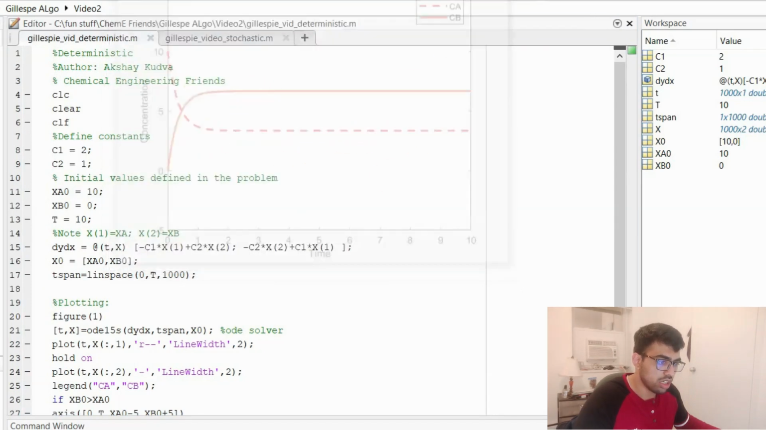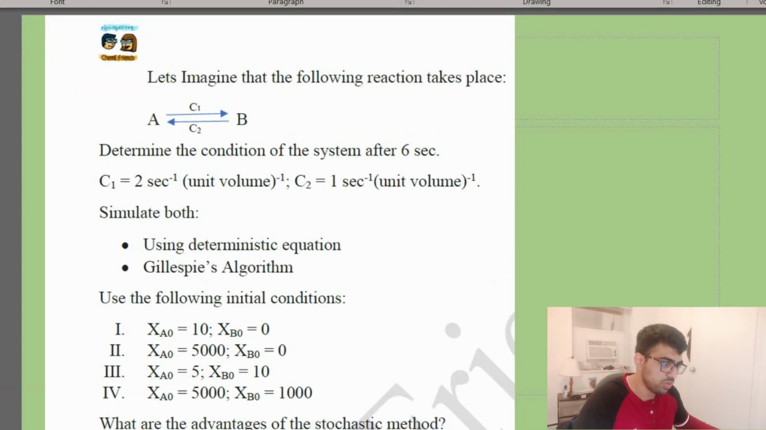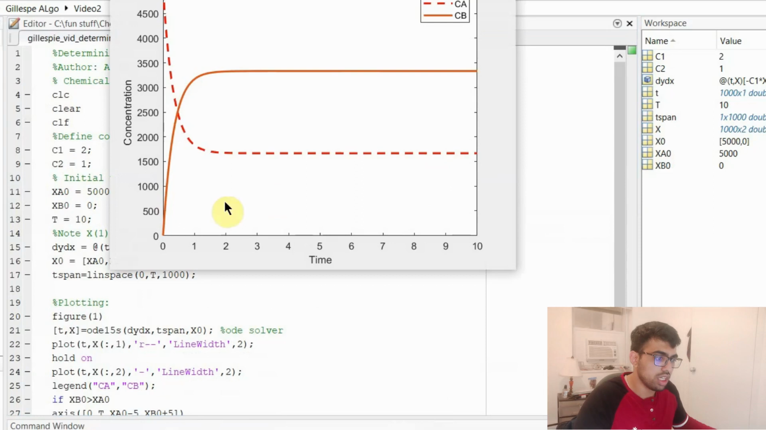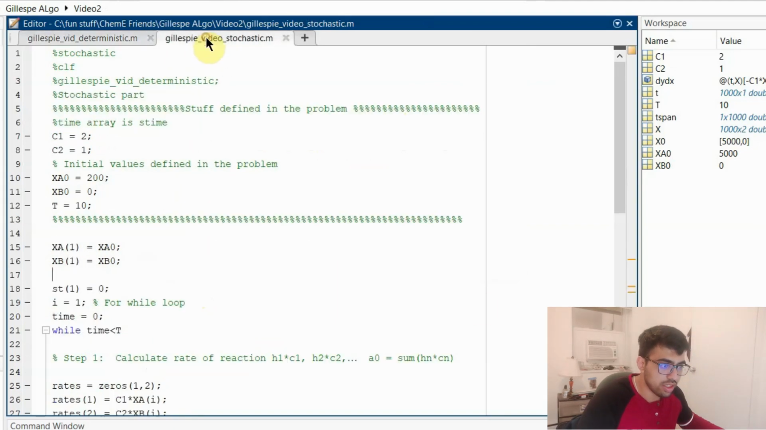Now if we change xa naught to other values, say 5000 and 0, let's just put in 5000 and 0. We can see again the same thing happens, just that the concentration scale changes, but the rest of it remains the same. We basically have this occurring and this occurring. Now let's look at the stochastic formulation of the same problem.